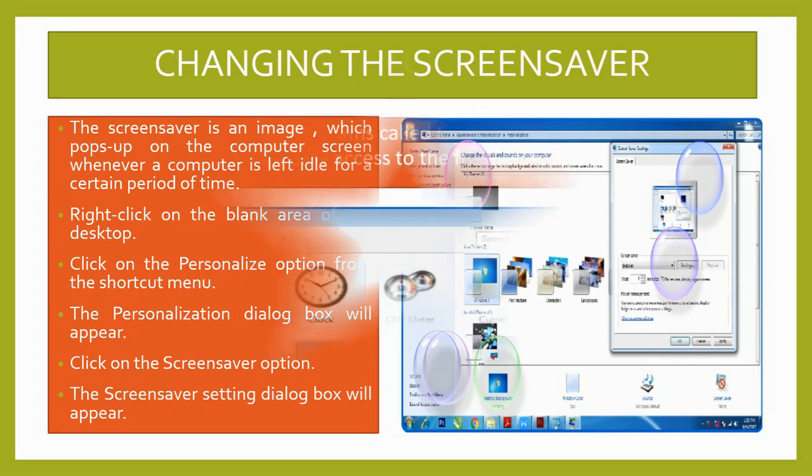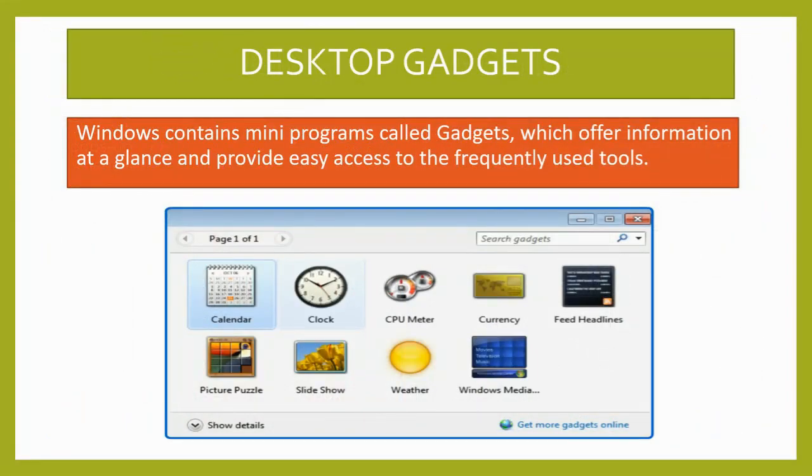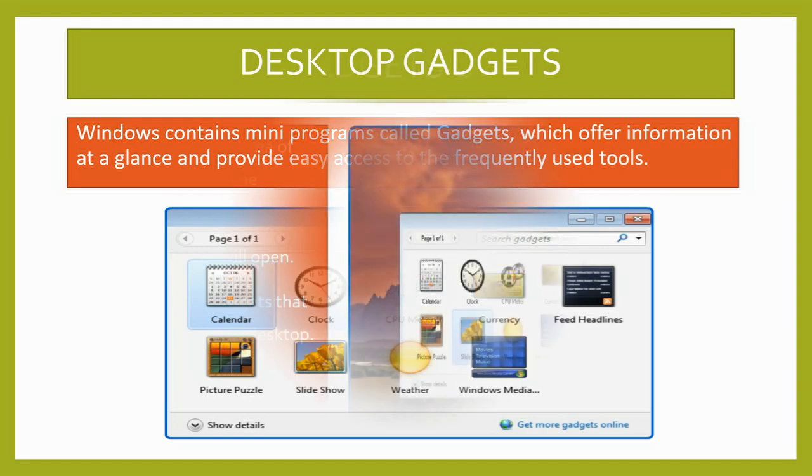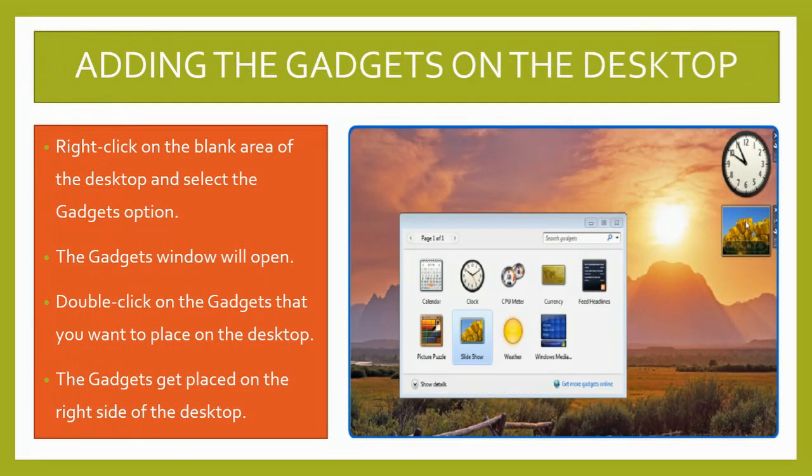Students, let us understand about desktop gadgets. Windows contains mini programs called gadgets, which offer information at a glance and provide easy access to frequently used tools. Windows 7 contains gadgets like calendar, clock, CPU meter, currency, weather, feed headlines, slideshow, picture puzzle, and Windows Media Center. Adding the gadget on the desktop.